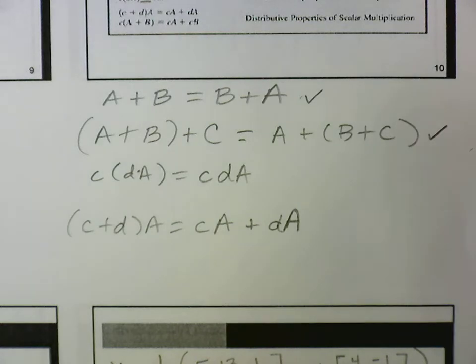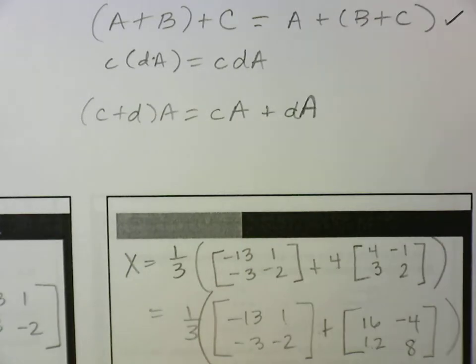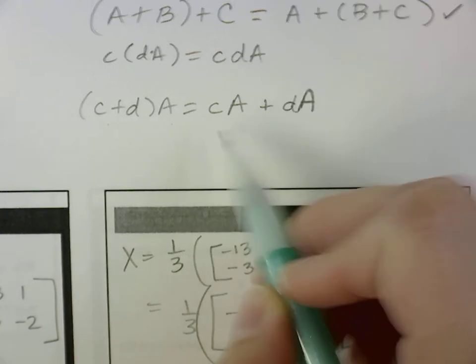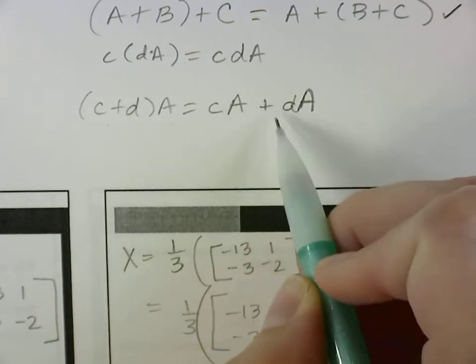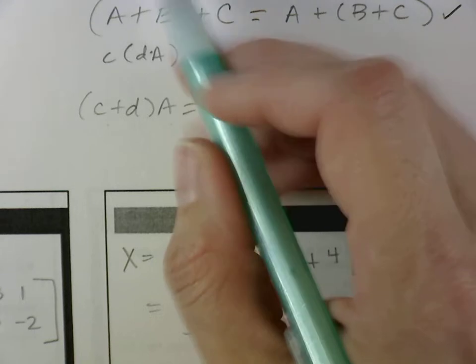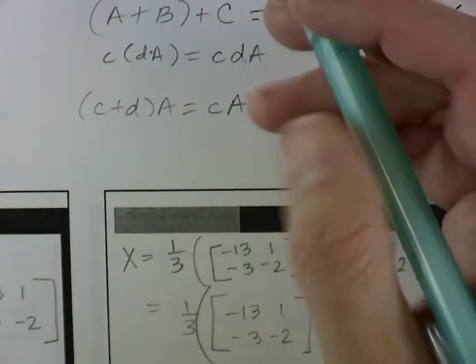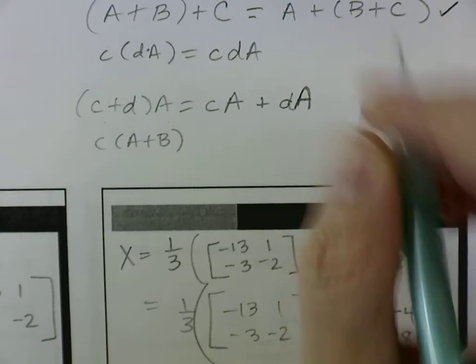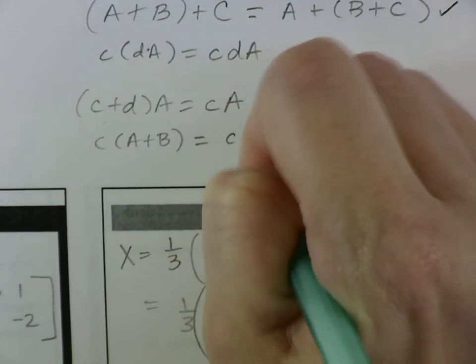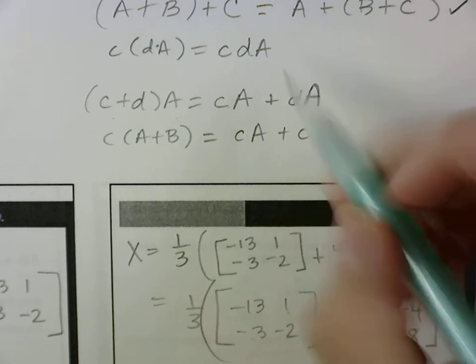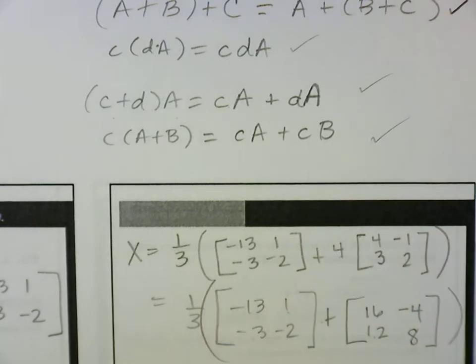Okay, and then the last one is your distributive property. So if you have C plus D times A, that's the same thing as multiplying C by A and D by A. And then for the next one, it says C times A plus B. And that would be the same thing as multiplying C by A and C by B. Okay, so all of those you would get the same answer for.